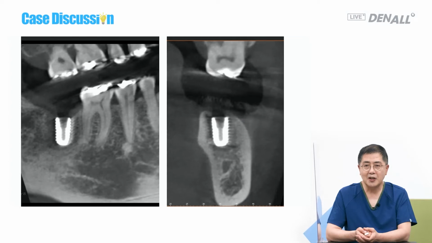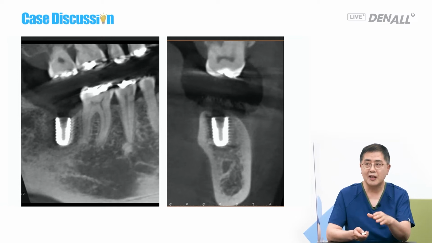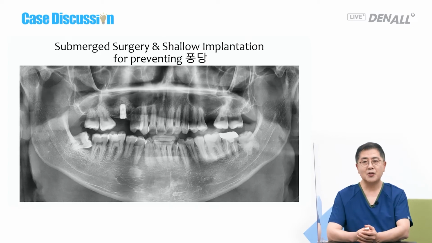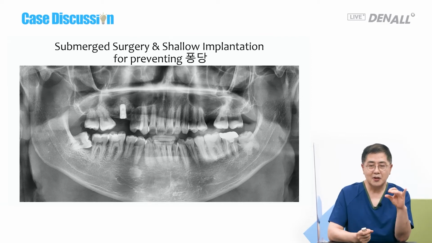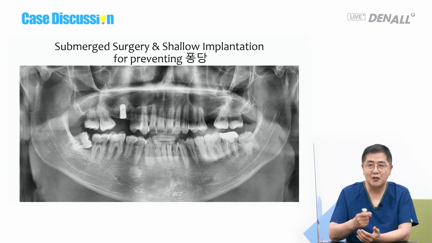CT image. In general, implants can be placed deeper. In this case, if you go below the cortical bone, you may lose the initial stability. In the maxilla, many different techniques can be used. When the cortical bone is very thin, while you place the implant, it can drop into the sinus.